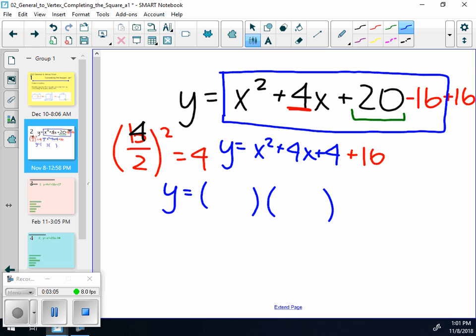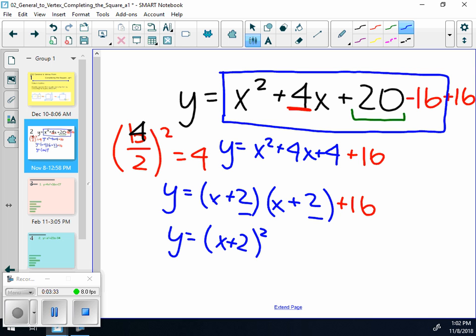If we wanted to factor this into its two parts, Kate, what would be our best bet for the number that goes in each of these? All right, we got a 2, and is it going to be positive or negative? So we've got x plus 2 for both of those, and we still got our plus 16 hanging out over here. And then from here, we can just write our equation as x plus 2 squared plus 16, and now our general form is now in vertex form.